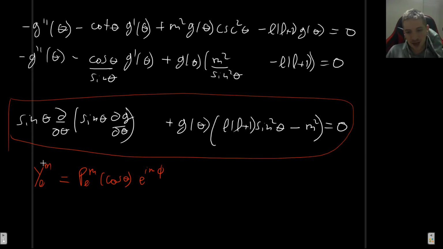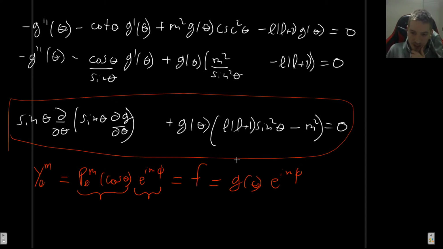And this is actually quite interesting because this is our f function, right? Because this right here gave us this part of the solution, and when we put it together with what we already found, because f was g of theta e to the i m phi, so g of theta are now, well, not the spherical harmonics, these are the associated Legendre polynomials. So yes, this is now the solution.